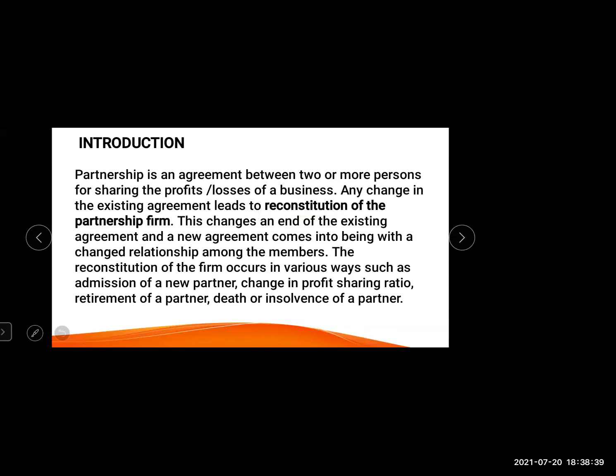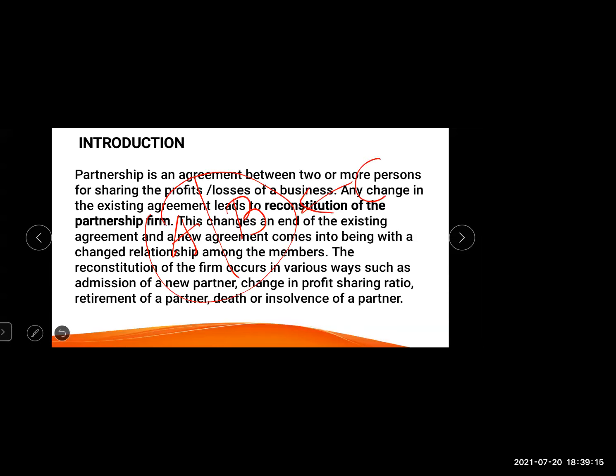See, agar humko koi agreement banana hai, I'll give you the example further also. See, for example, A and B are the partners, and the company is running. Now C wants to join A and B. The previous agreement was between A and B. Now C wanted to enter. A and B ka agreement already done hai, unhone half half profit and loss share karne ka agreement prepared kiya hai.